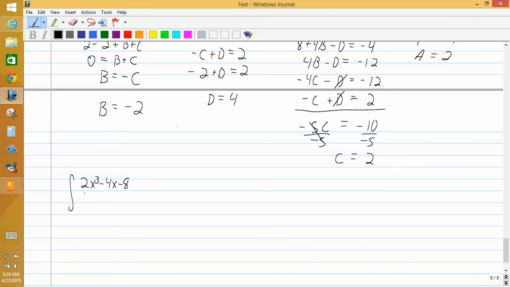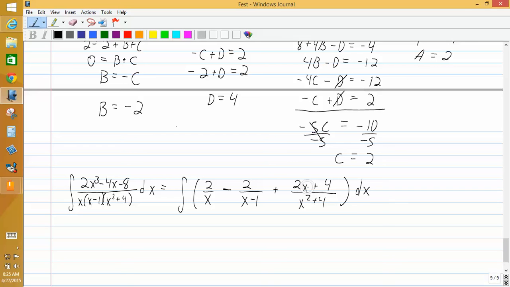Anyway, so now what that means is that original integral, the integral of 2x cubed minus 4x minus 8 over x times x minus 1 times x squared plus 4 dx, we can now rewrite this integrand so that we have the integral of, it was A over x, so 2 over x, and then we had plus B over x minus 1. Well, B is negative, so you can put minus 2 over x minus 1 plus, and we had Cx plus D, so 2x plus 4 over x squared plus 4.